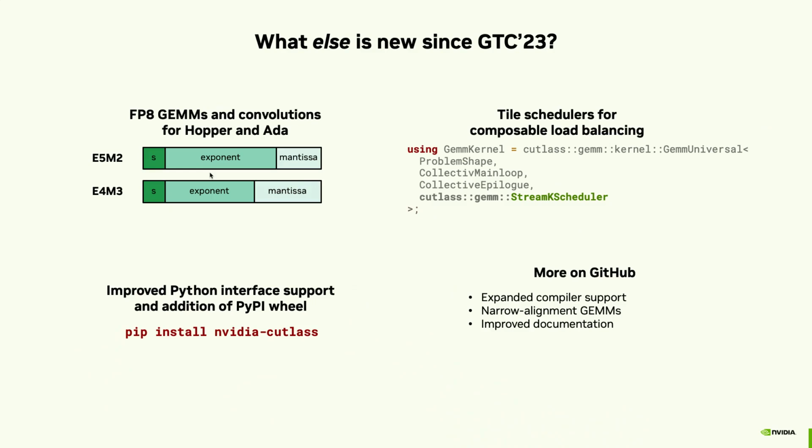We've also greatly improved our Python support and have a native PyPI wheel that you can download and use directly. Since the release of CUTLASS 3, we've also implemented composable schedulers for our kernel levels for flexible load balancing strategies so that you can implement custom kernels or reuse our schedulers for things like StreamK. And lastly, we've expanded our compiler support for host compilation using MSVC and Clang. We've implemented narrow alignment GEMMs so that in cases where you can't use TMA, we can fall back to cp.async instructions. And we've greatly improved our documentation, especially for CuTe, within the last year.